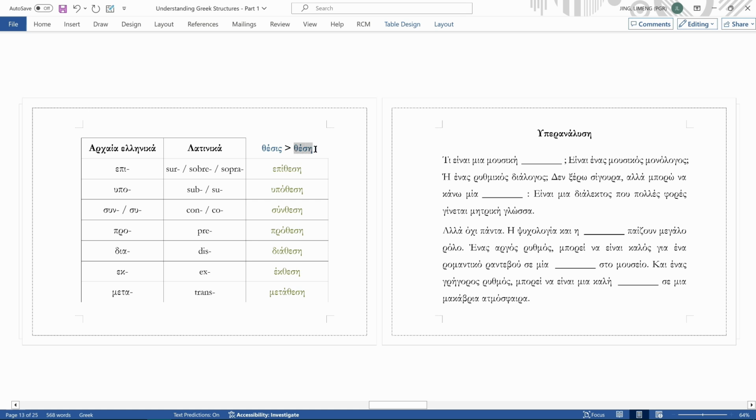Ξέρετε την θέση? Place. Does this remind you of any word in English? Thesis, yeah. It's called thesis because it's your position on a certain matter, what you believe about something. That's why it's called thesis, right? So thesis means position, essentially.